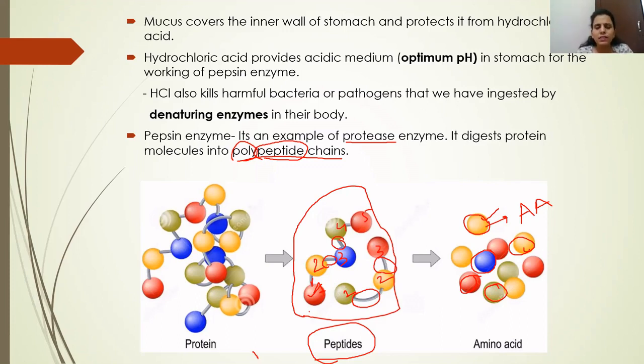Now, what happens in the stomach is this: we have the complex protein molecule which we have consumed in food. The pepsin enzyme digests or converts this complex protein molecule into peptides, into polypeptide chains. You can simply write peptides or polypeptide chains. This is the function of the pepsin enzyme. And remember, pepsin is a kind of protease enzyme.